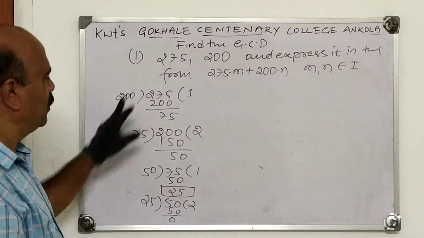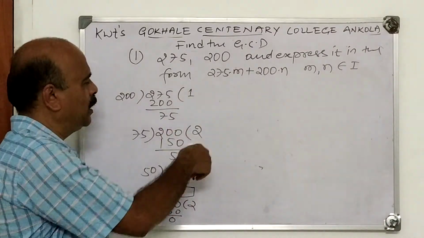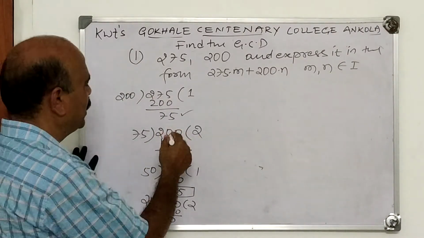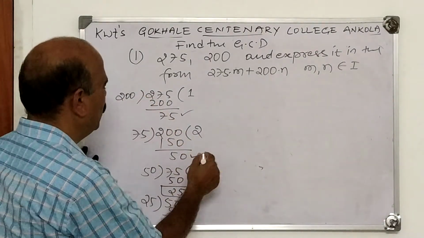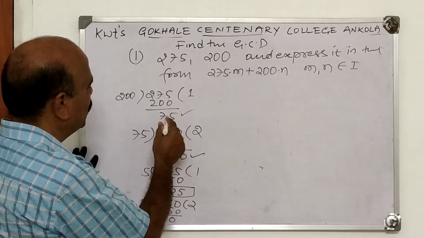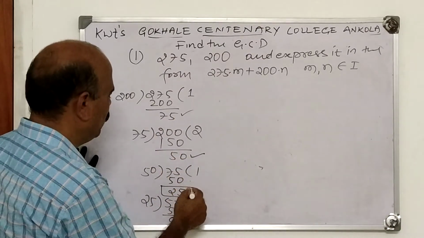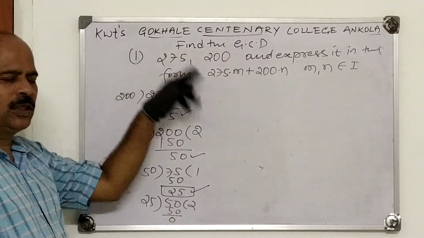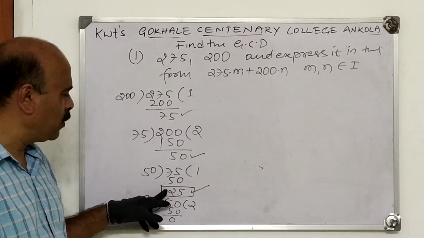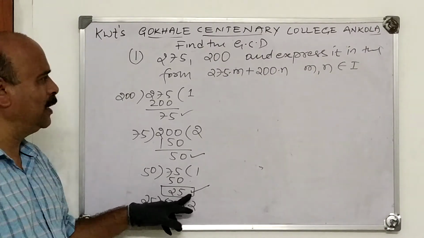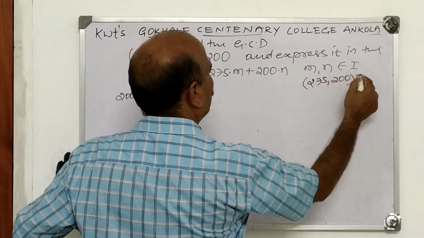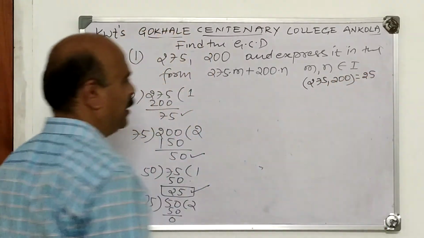Now, we have used the division algorithm here. First divide 275 by 200. 75 is the remainder. Next divide the first divisor by the first remainder. 50 is the remainder. Divide the first remainder by the second remainder. 25 is the remainder. You have to continue this division till you get 0 remainder. And the last non-vanishing remainder is the GCD. Therefore, the GCD of 275 and 200 is 25.